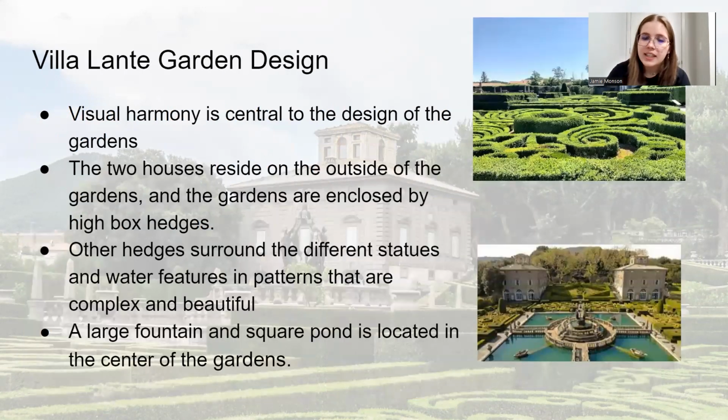And so for the garden, it mostly consists of hedges and this main water feature. So the hedges are formed into very intricate, almost maze-like designs that are well groomed, so that way you are able to see the shapes and the designs. And they also surround different statues located within the gardens. But the main part of the gardens is a large fountain and square pond located in the center. And that center fountain features the river gods that I mentioned before. So it's very beautiful, very well designed and thought out, and very well taken care of, so people can go and see how beautiful it is.